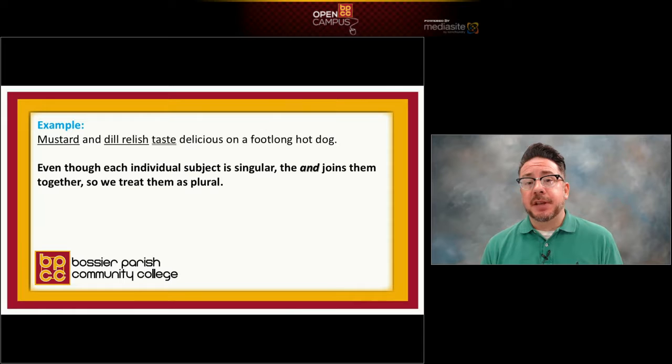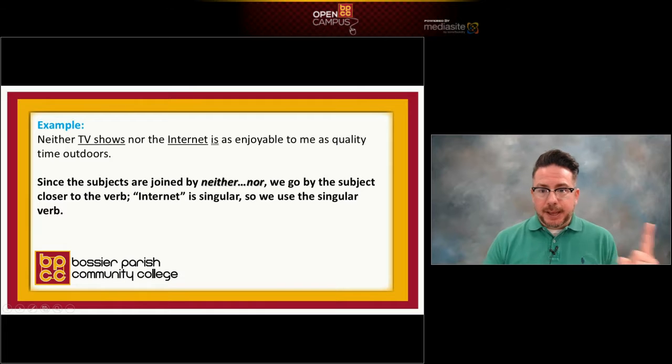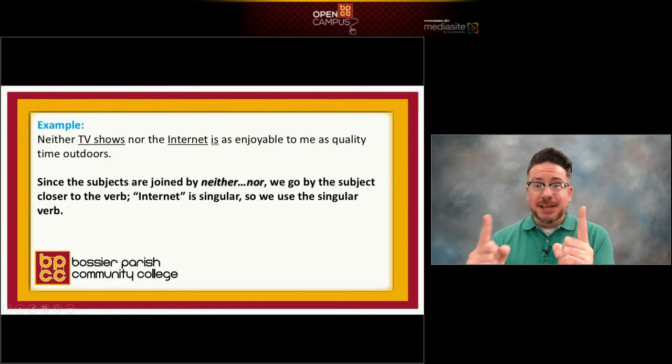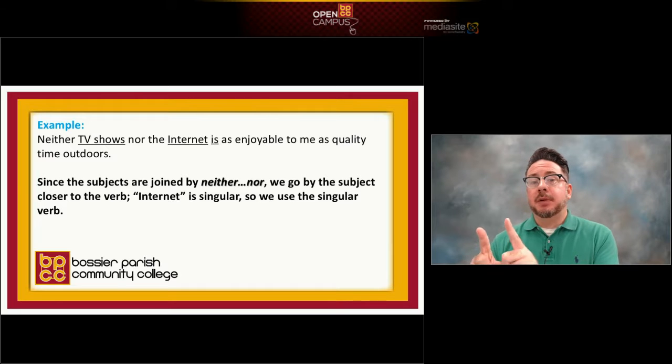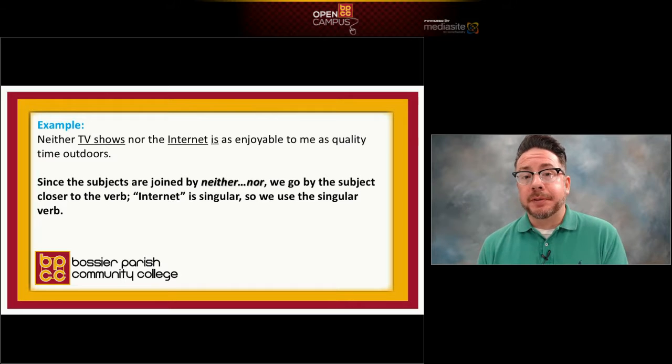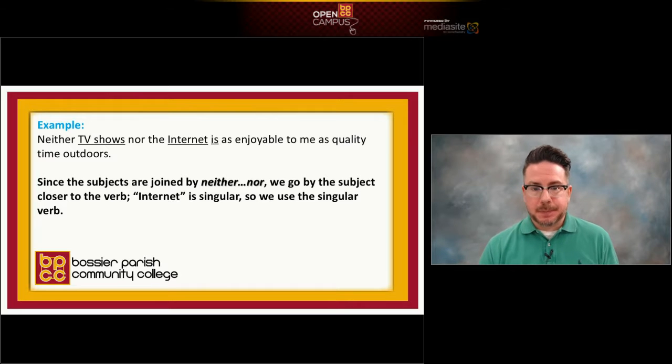Here's an example using the word and. Mustard and dill relish taste delicious on a foot-long hot dog. Now, even though each individual subject, mustard and dill relish, is singular, the and joins them together, so we treat them like they're plural, which is why we choose the plural form of the verb, which is taste. Let's look at another example.